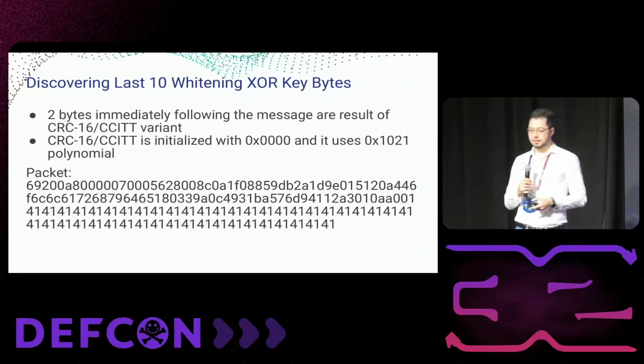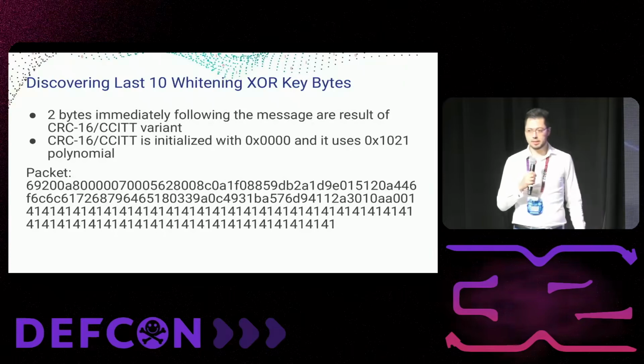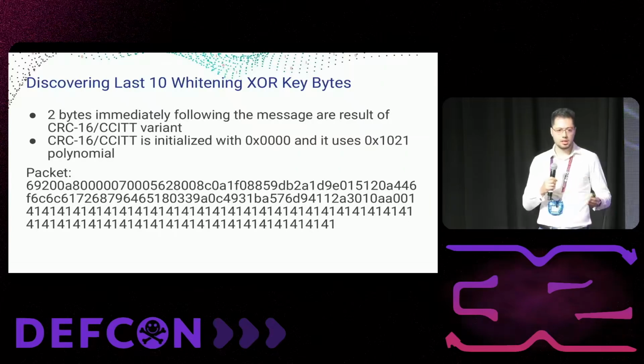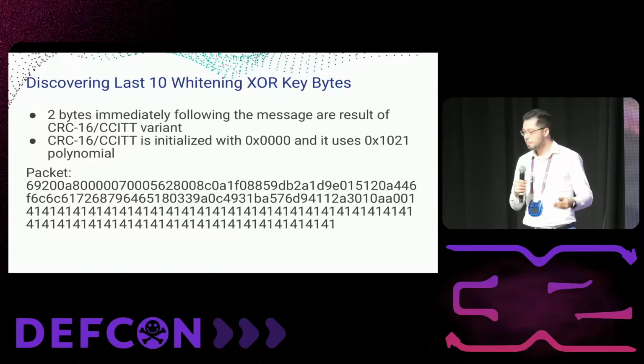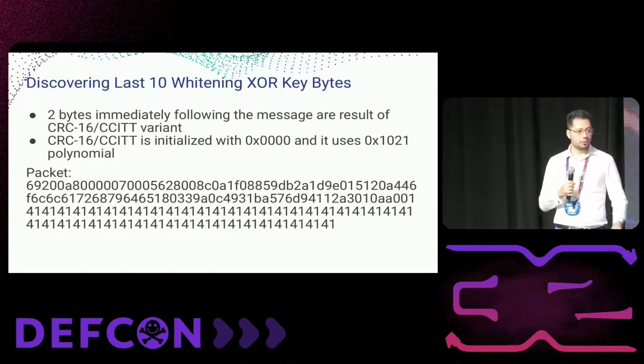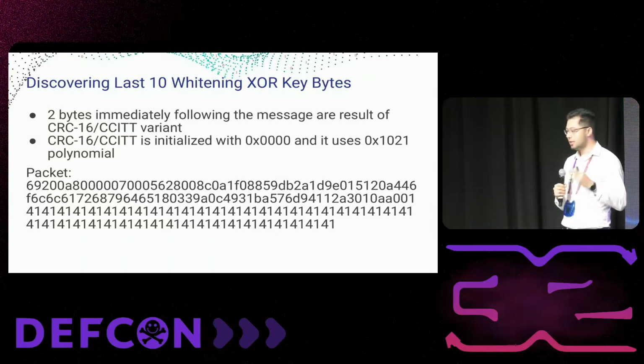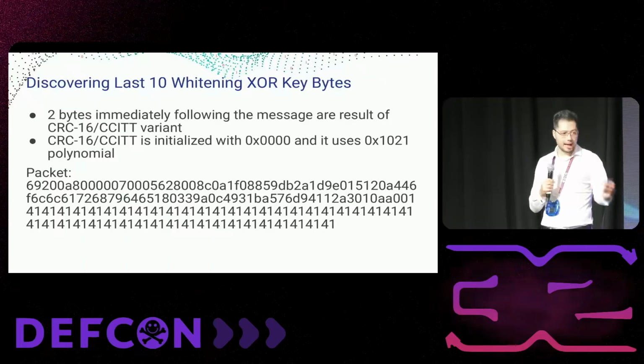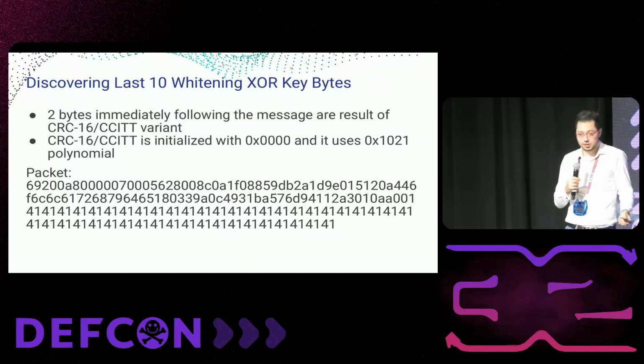We find that the 2 bytes immediately following the message are a result of a CRC16 CCITT variant. CRC16 stands for cyclic redundancy check. It's used as an error-detecting code that is capable of determining whether or not the payload has been corrupted in the transmission. So that's a very quick way to determine that. We also do more analysis, and we figure out that this CRC is initialized with zeros and uses 1021 as the polynomial. Then we take the entire packet up to those 10 bytes and compute the CRC16.